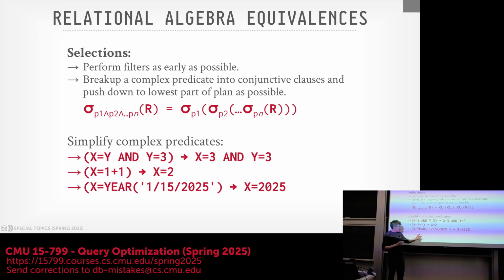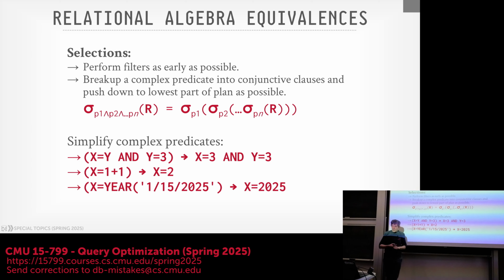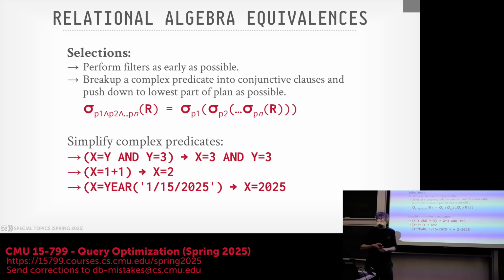There's other games you can play, like if the year clause is maybe on the variable, you can rewrite the expression to put it on the other side. All right, that's more difficult to do, but some systems can do that.